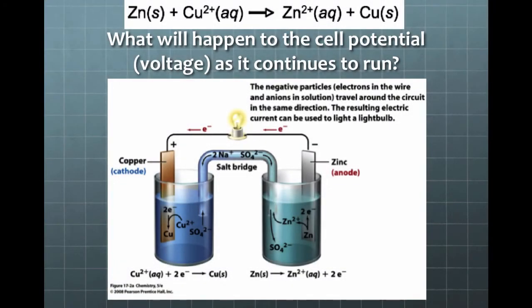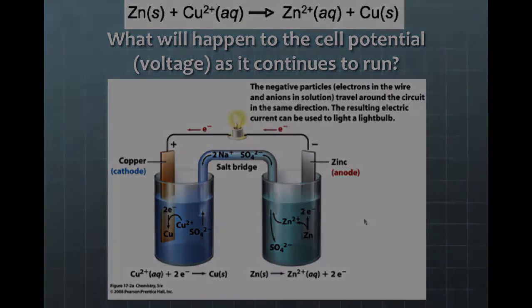What will happen to the cell potential or voltage as the reaction continues to run? Turns out the voltage will slowly drop. As the reaction proceeds, the concentration of the zinc ion here begins to increase, the concentration of the copper ion begins to decrease, and this is kind of like a battery. Over time it will run down, and the voltage will slowly decrease. For this one, we're not measuring voltage, but our light would get dimmer and dimmer as time goes on.